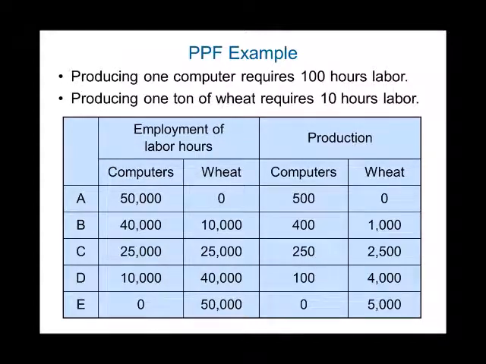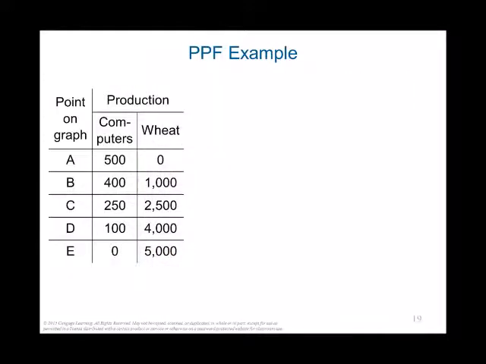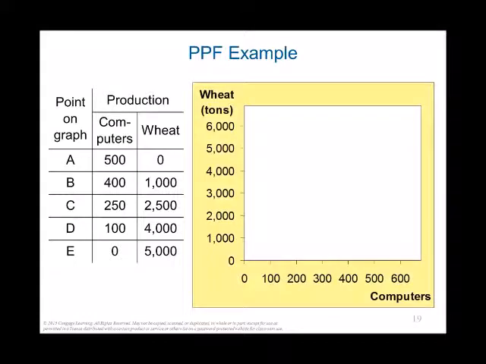So now we have our production table. If I'm a policymaker and I look at this, I know that if I have 50,000 hours of labor available, I can use different combinations and produce different amounts of computers and wheat. This is nice, but looking at a table doesn't give us much insight. So if we wanted to look at it graphically, we have to plot it on a graph. For point A, the blue point tells us that we are producing 0 tons of wheat, but we're producing 500 units of computers.